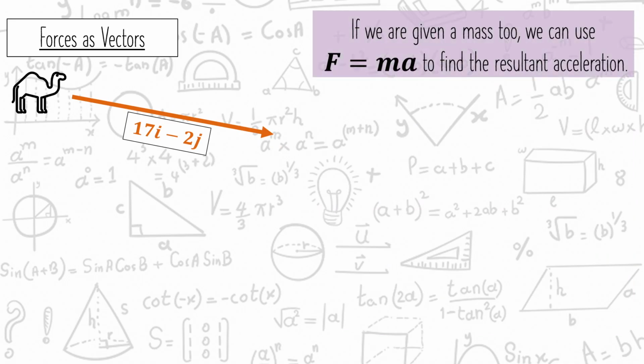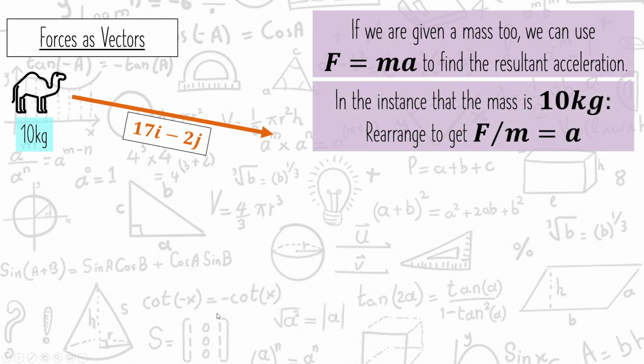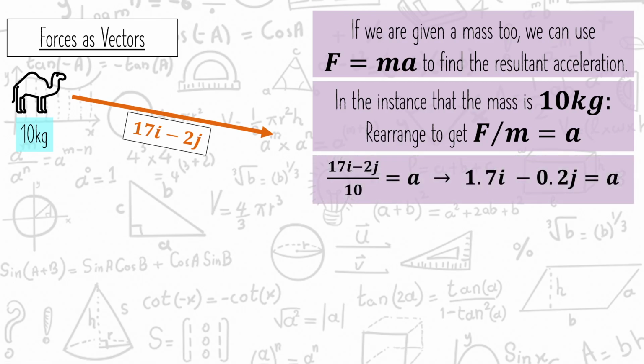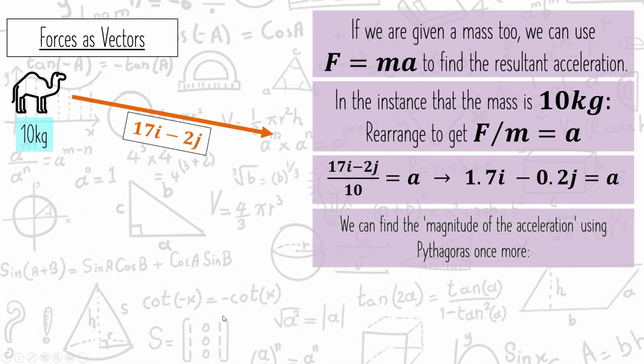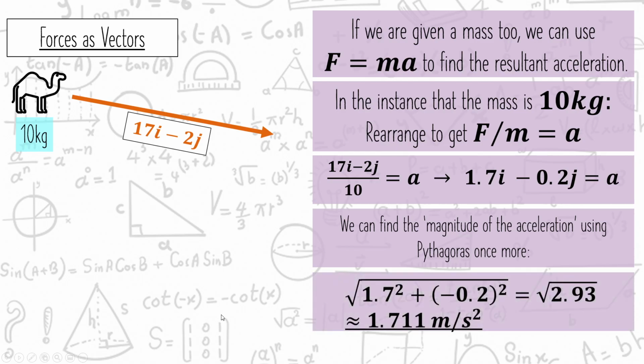Something else that we can do, if we're given a mass, is rearrange the F = ma equation to find the resultant acceleration. Let's say our camel weighs 10 kilograms. We can rearrange to have F divided by m is a. We'll divide our resultant force by 10, and we get our acceleration, which in this instance is 1.7i - 0.2j. And once again, if we're asked to find the magnitude of that, we can use Pythagoras once more. Lovely.